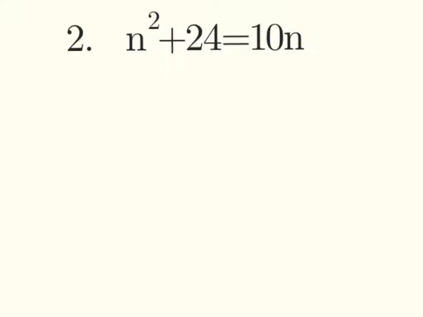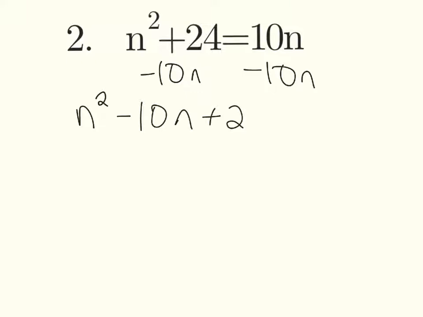Our second problem here. Notice how it doesn't equal 0. We don't have our equal 0 here. So before we do our factoring, we're going to actually subtract 10n first. Think about where the n term goes. If we want to keep the form, that's our b term right there. N squared minus 10n plus 24. Now it's ready to do our factoring.